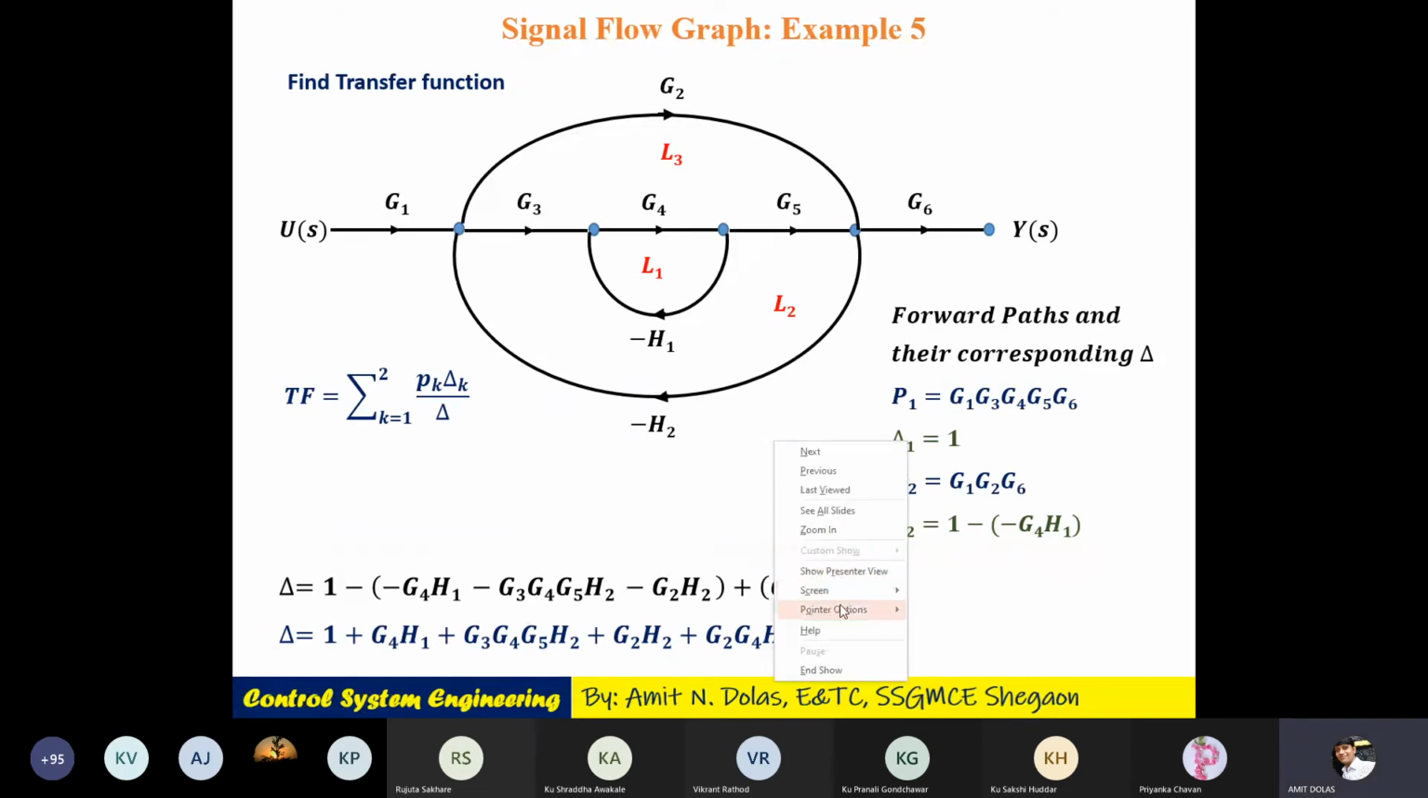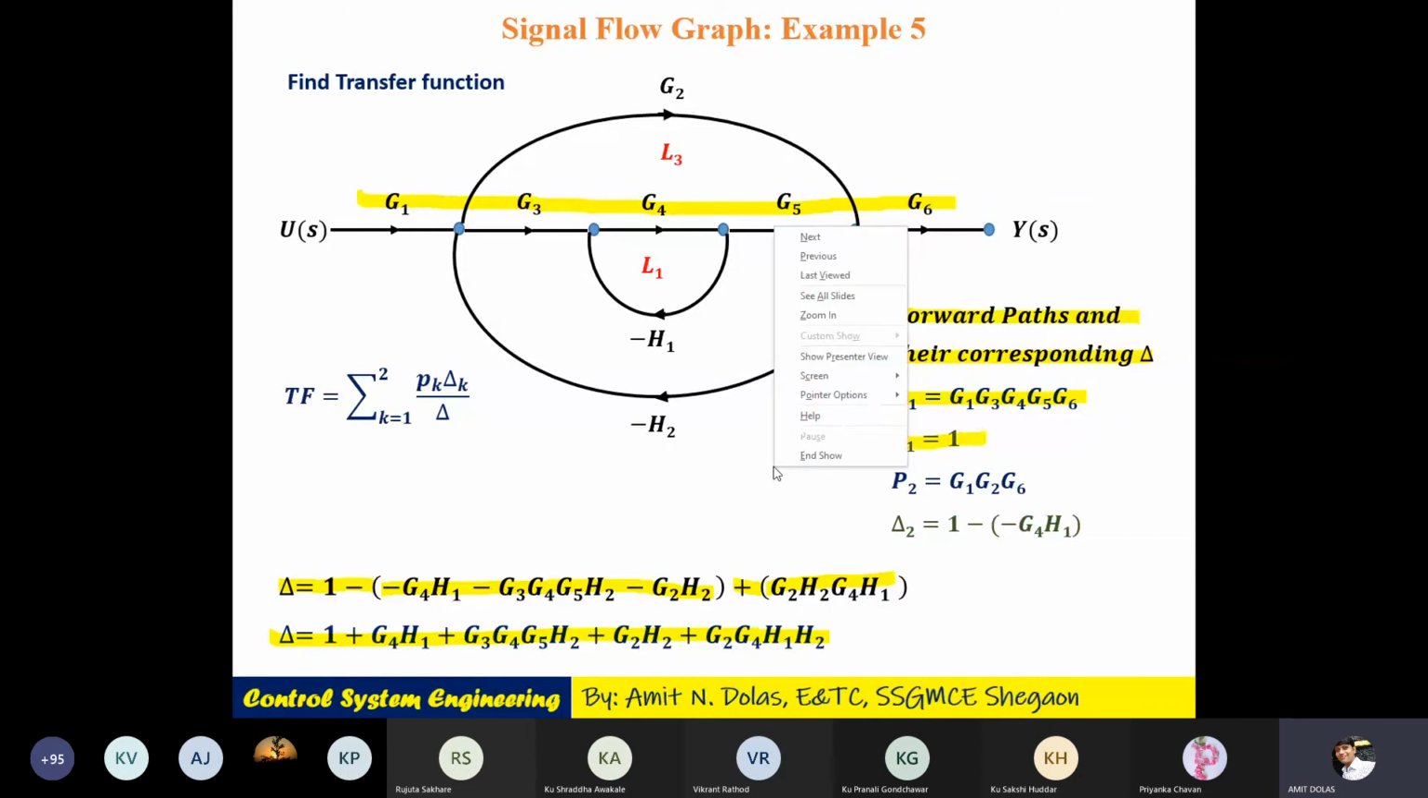Then next is finding out the forward paths and delta. So first of all, delta is equal to 1 minus the summation of all the individual loops that we found earlier. That is the equations of L1, L2, L3, plus the two non-touching loops, L1 and L3, their equation, taking plus sign, sorry, minus sign inside, you will get delta is this. And we need to find the forward paths and their corresponding deltas. So I have one forward path, that is G1, G3, G4, G5, G6. To this path, each and every loop is connected. Therefore, the corresponding delta is 1.